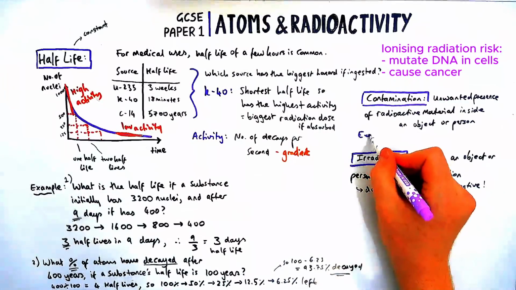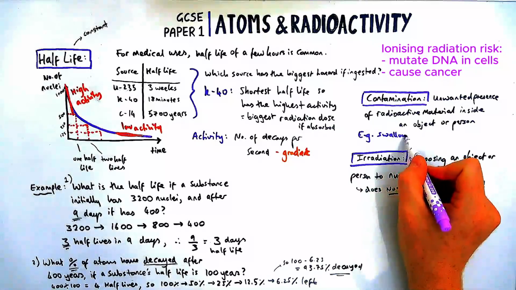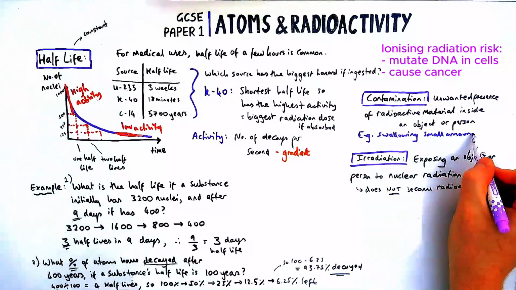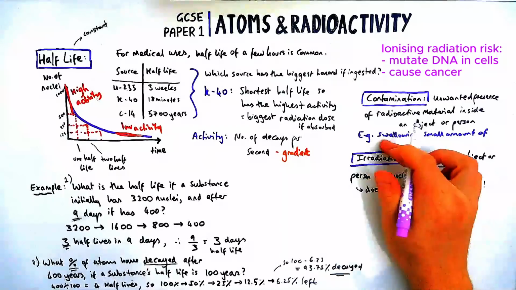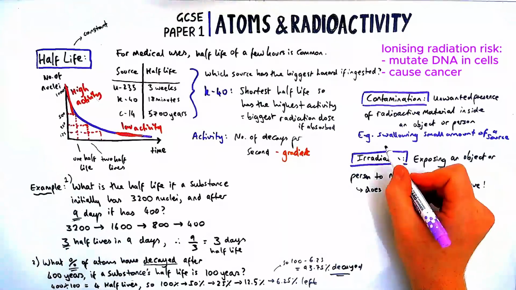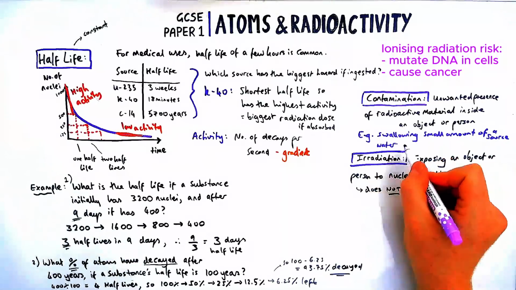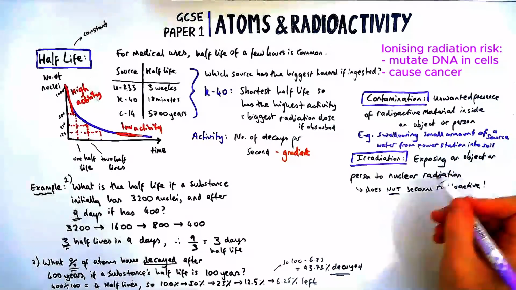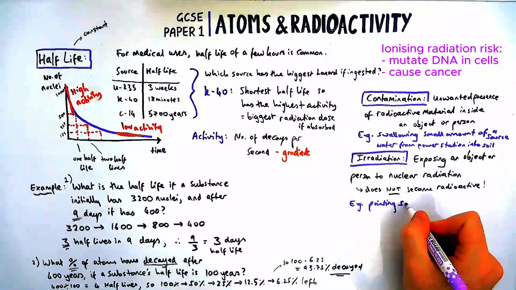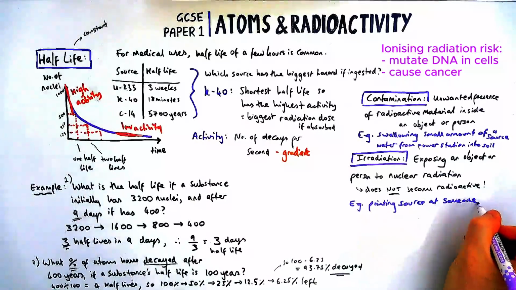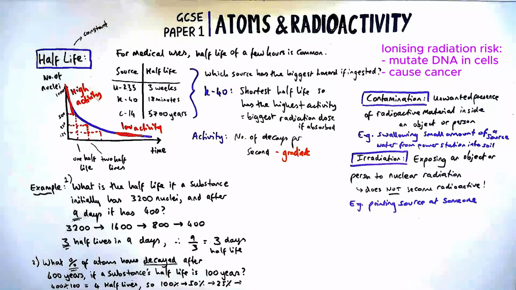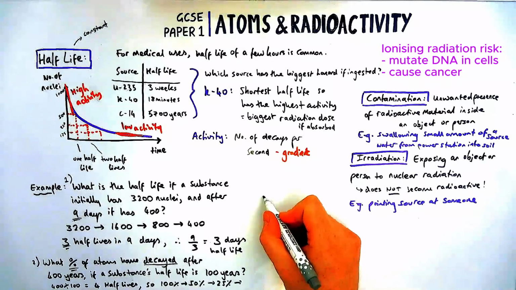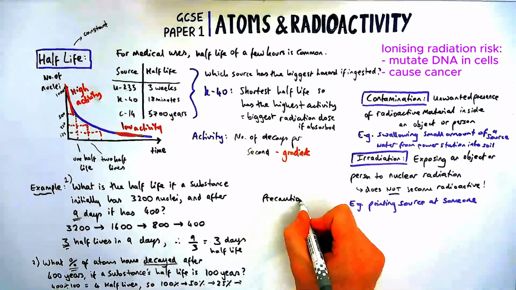So an example of contamination would be swallowing a small amount of a source by accident, or potentially water from a power station leaks into the surrounding soil. The thing is now contaminated because it's got the radioactive material inside it. Irradiation, an example, would be pointing a radioactive source at someone. Not a good idea, but it does not make the person radioactive, it just exposes them to radiation. So generally speaking, irradiation would be less dangerous.